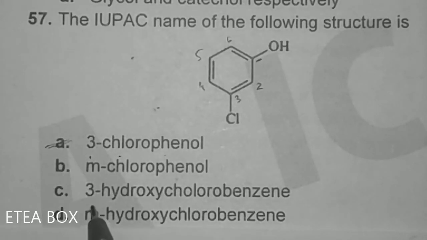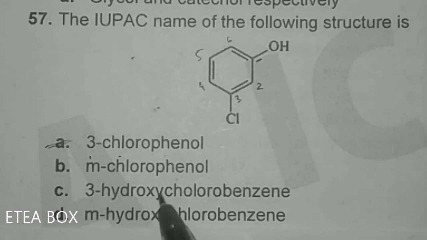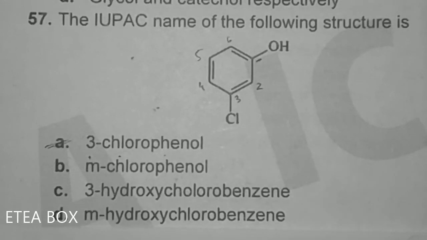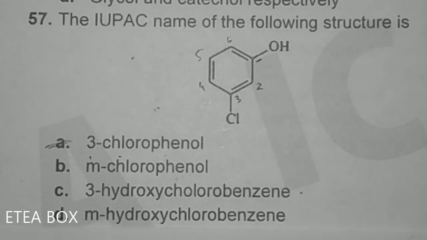Option A is correct. Now look here, this chlorine is also present at the meta position, but meta is a common name. Meta-chlorophenol is the common name, so you have to write 3-chlorophenol. Option C, 3-hydroxychlorobenzene, is incorrect, because when a hydroxyl group is present on a benzene, its name is special, and that special name is phenol.